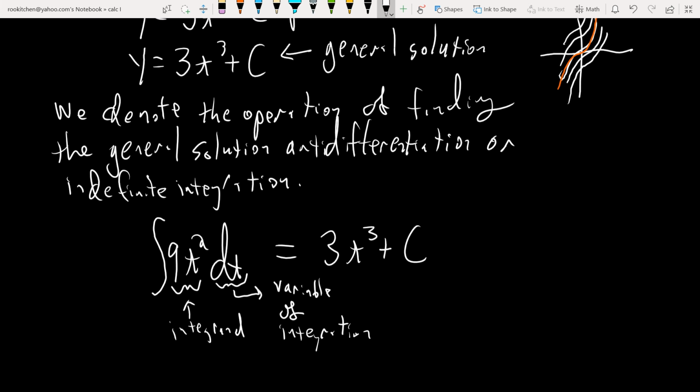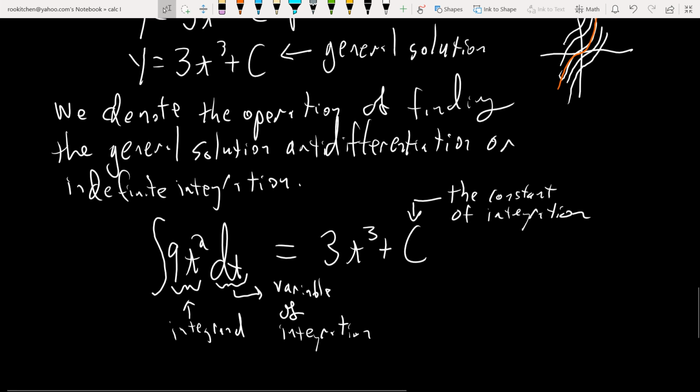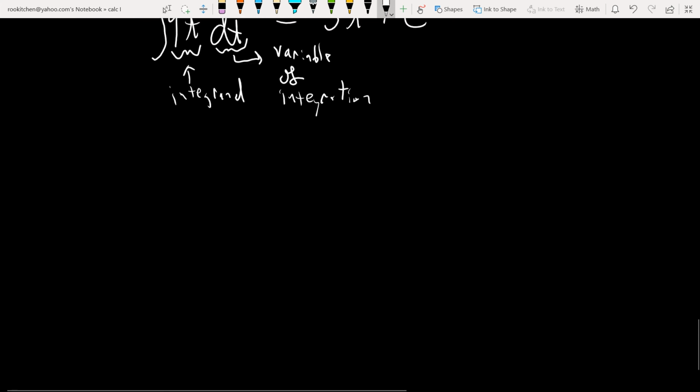And if you get stuck with a really mean Calc 1 teacher, they will mark off every time you forget that plus c. Okay. Anyways, plus c is generally called the constant of integration. It's a capital C. Don't forget it, okay?